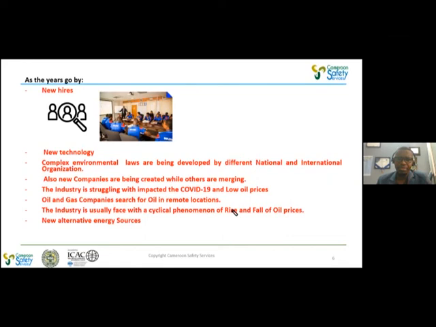Also, there have been complex environmental laws. Governments of countries and international organizations have developed laws which oil and gas companies have to comply with in order to operate, such as waste disposal. Oil and gas activities create a lot of waste in the form of gas, liquid, and many other forms. So environmental laws have been created for these companies to comply with in order not to impact the environment through oil and gas drilling and production.